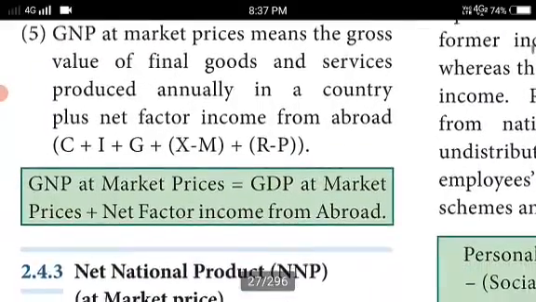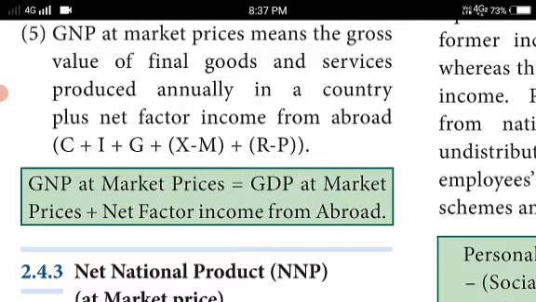Understood? GNP at market prices means the gross value of final goods and services produced annually in a country plus net factor income from abroad. What is GNP at market prices? C plus I plus G plus X minus M, and we have to add the net factor income from abroad, which means R minus P. So GNP at market prices equals GDP at market prices plus net factor income from abroad. This is the formula. This may be asked for 1 mark.